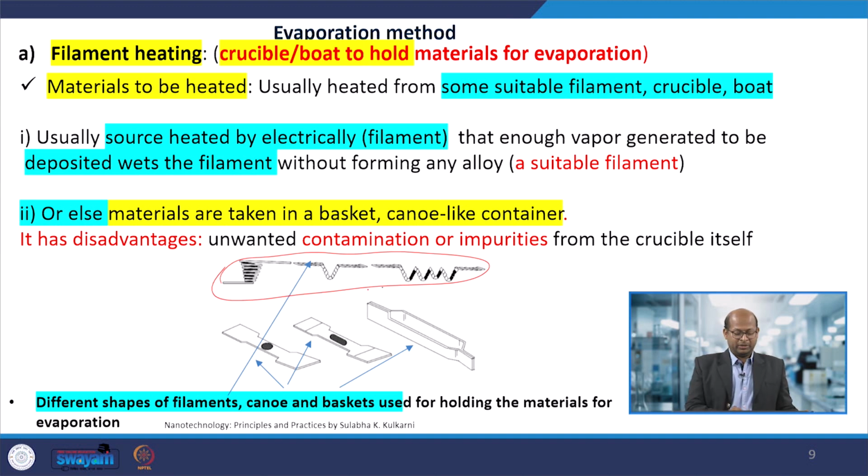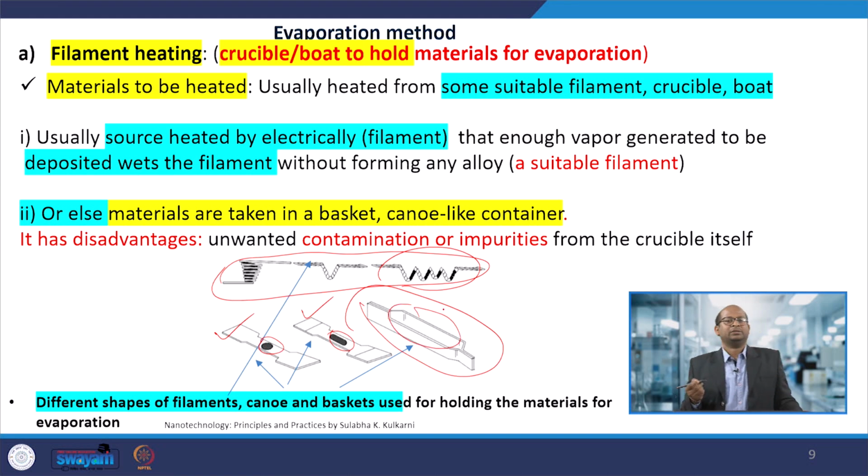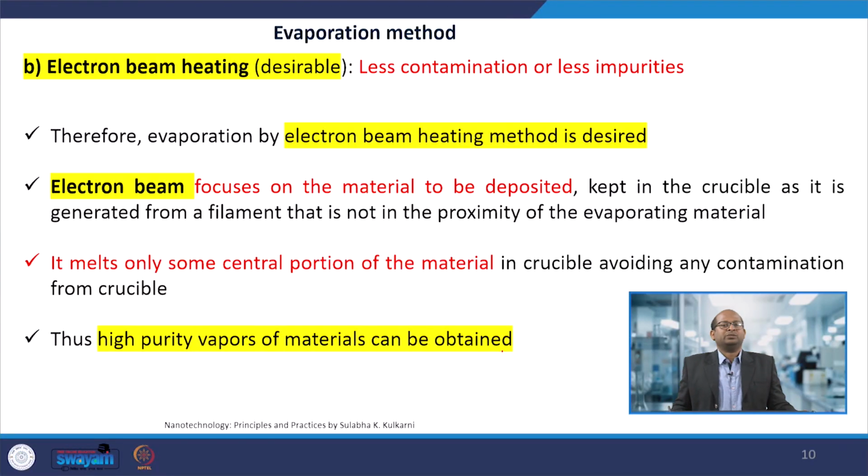Then there are different types of heating arrangements, coils or filaments, or else we can take that material in a particular type of crucible or basket. We can take the target material in a very small quantity or a large quantity, and depending upon that, each particular shape of basket, vessel, crucible or container can be used to hold the material we want to evaporate out at that particular temperature. Next is electron beam heating.